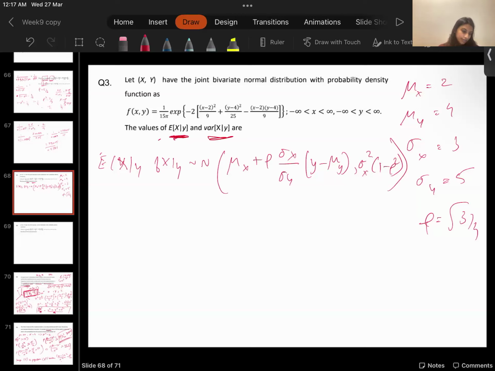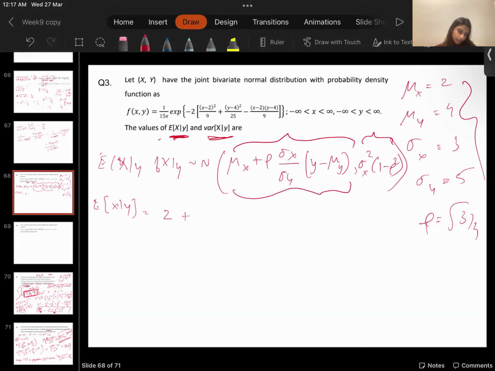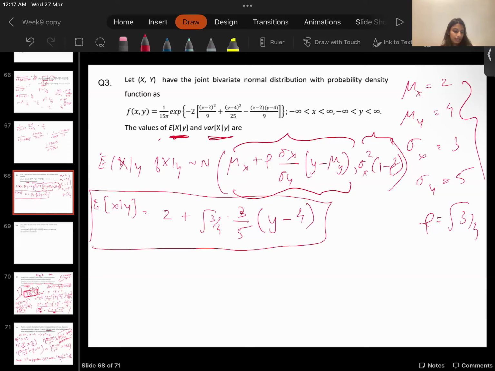So your E of x given y is this first term, and your variance of x given y is the second term. You just have to substitute all these values in this equation. So E of x given y would be mu x, which is 2, plus rho, which is square root of 3 by 4, into 3 by 5, into y minus mu y, which is 4. So you'll get this equation in terms of y. This is your expectation of x given y.